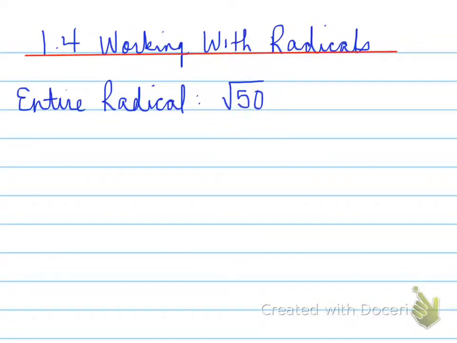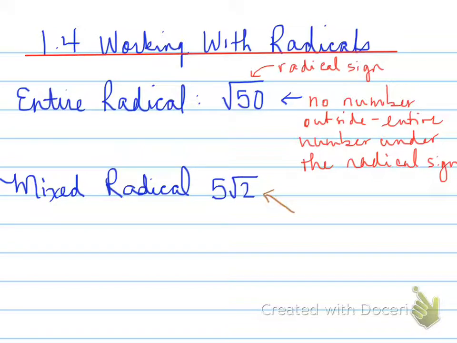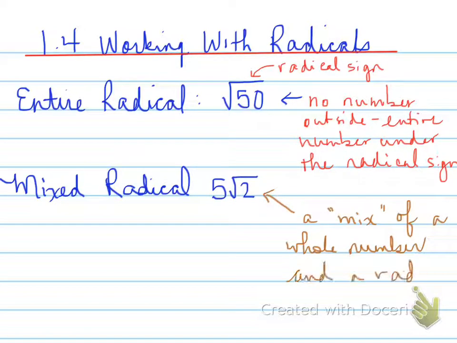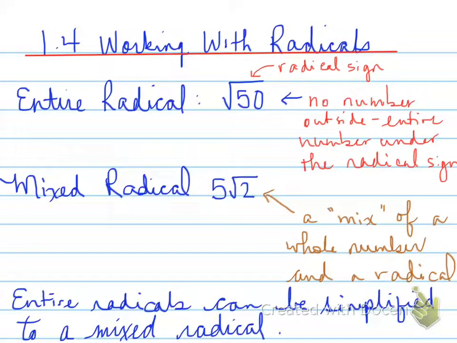So an entire radical means that the entire number is inside the sign, underneath the sign. There is no number on the outside. Okay? A mixed radical is something that has a number on the outside and a number on the inside. It is a mix of a whole number and a radical. Now, entire radicals can be simplified to a mixed radical, and we're going to look at examples of this.